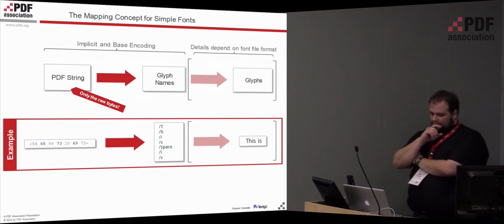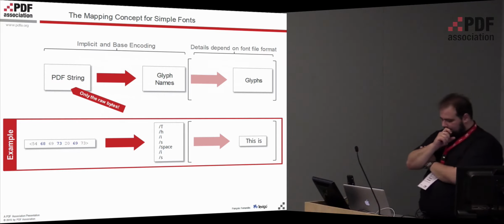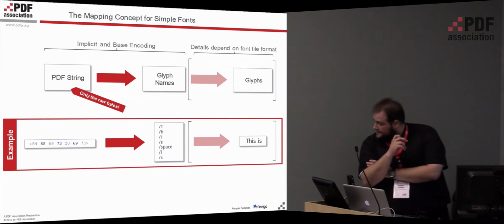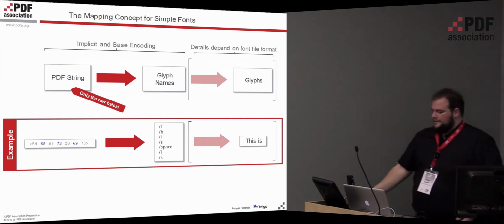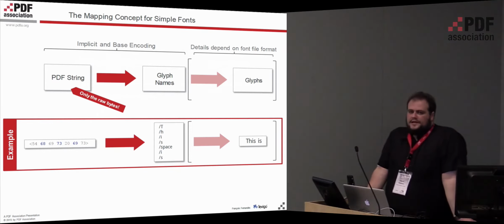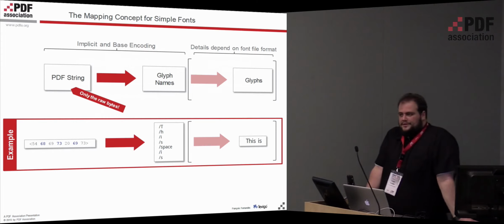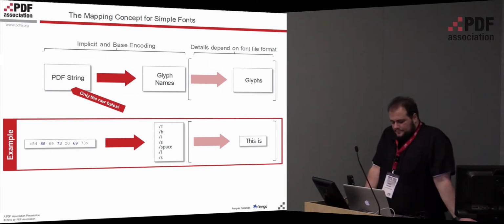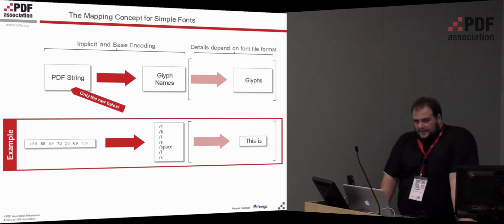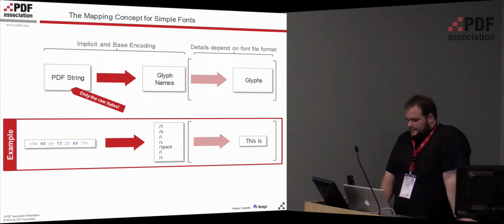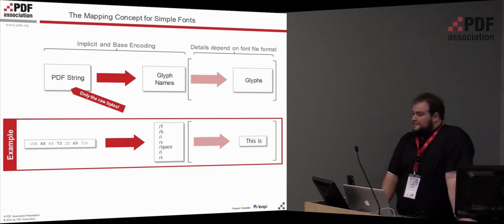So let's have a quick example. On the left side, we have binary data. It is in the PDF hex string notation. And in the middle, we have mapped those using the PDF techniques to character names. In this case, they're pretty much readable. They don't have to be. And on the right side, we have our final result. Something that is actually readable.